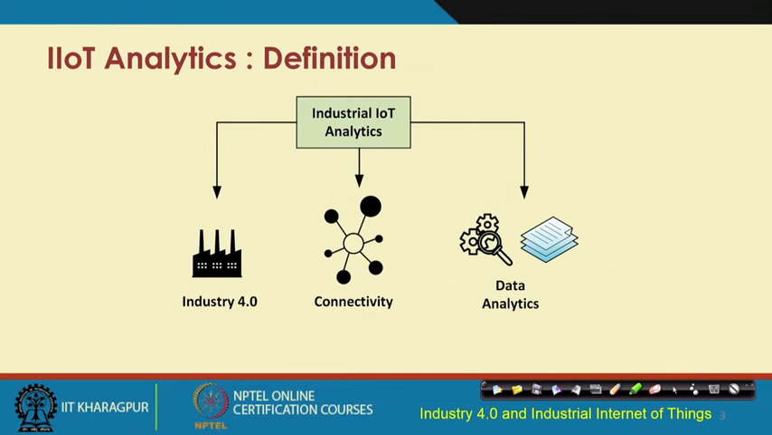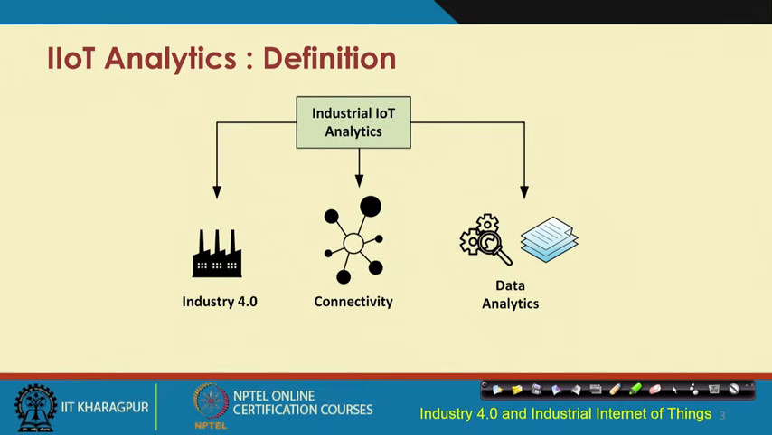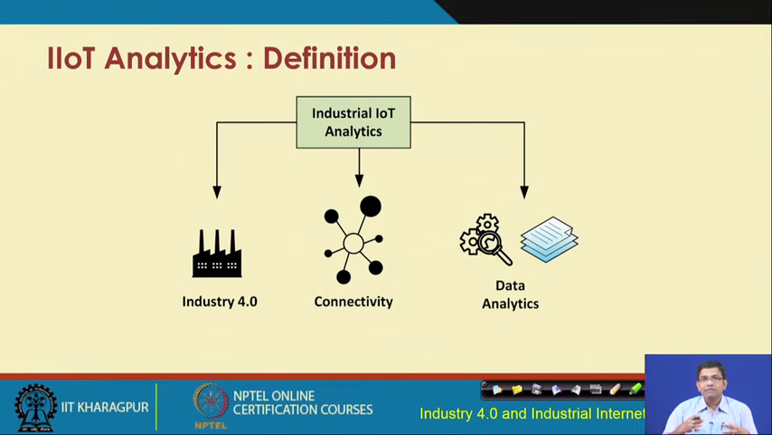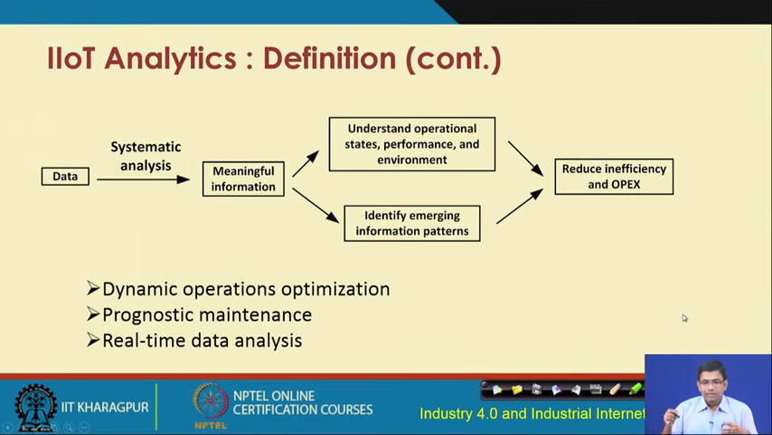So, talking about IIoT analytics, analytics basically is a core component for industry 4.0. In industry 4.0, we are talking about connectivity. So, basically what we see is there is an interplay between the connectivity, the machinery, the cyber physical systems and this analytics.